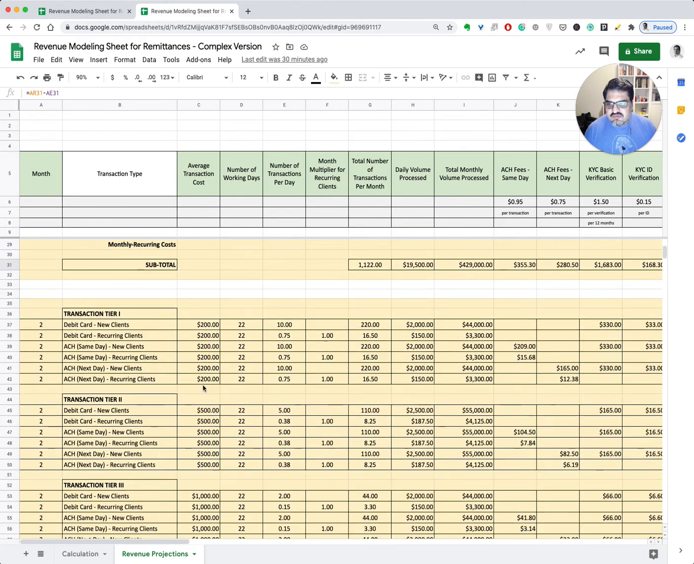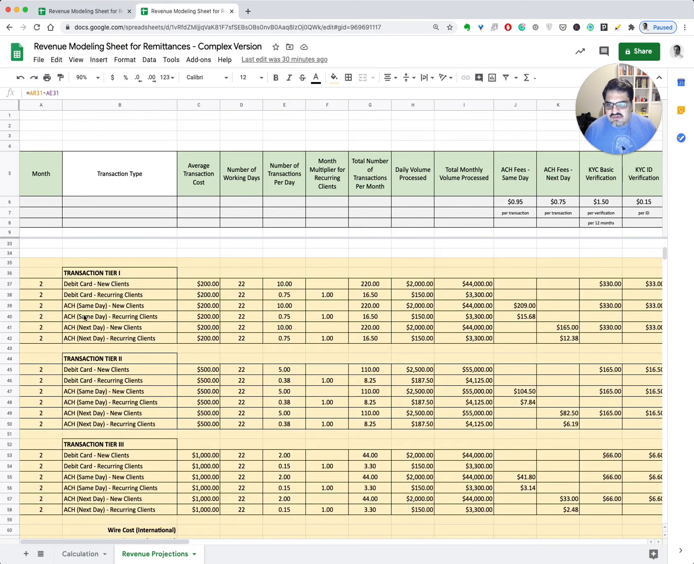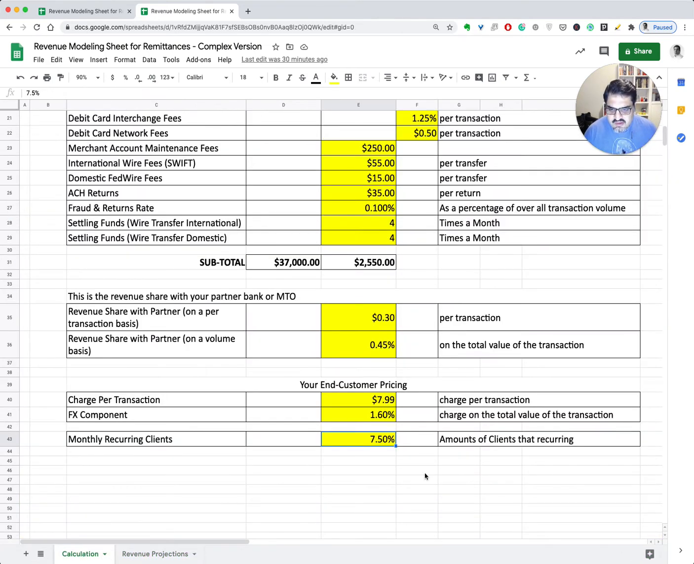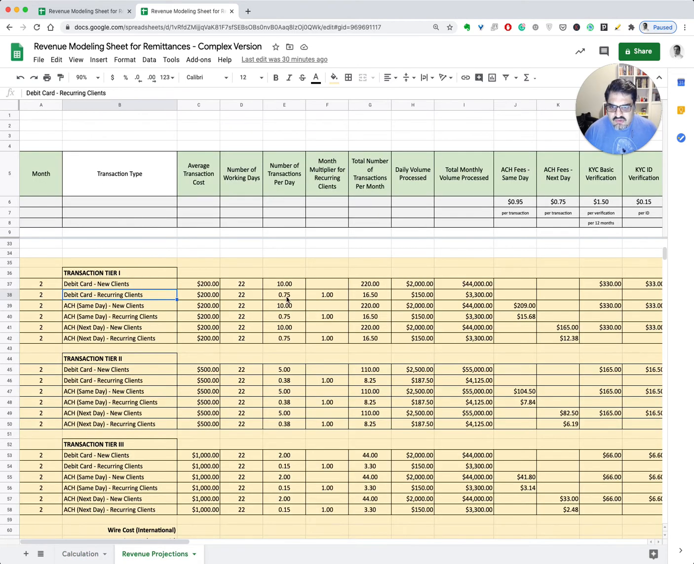The next month becomes very interesting, which is month two, because in the next month, what we are doing is we're saying, okay, we'll still have the new clients, but we'll also have recurring clients from the previous month. And where we showed you over here that 7.5% of the clients from the previous month will be recurring, we have done the same thing over here. We've included 7.5% of the previous month's transactions, and they will show up over here. So again, new clients, recurring, new, recurring, and so forth.